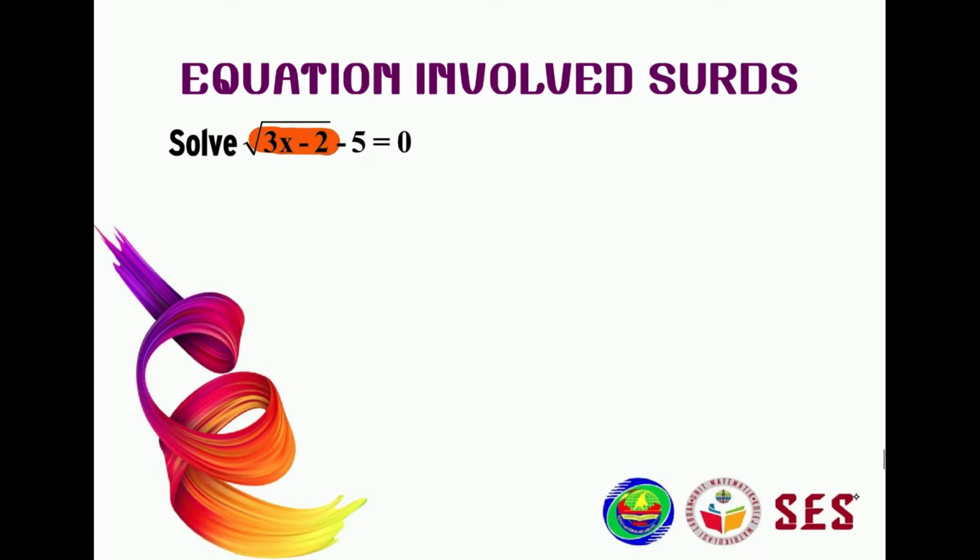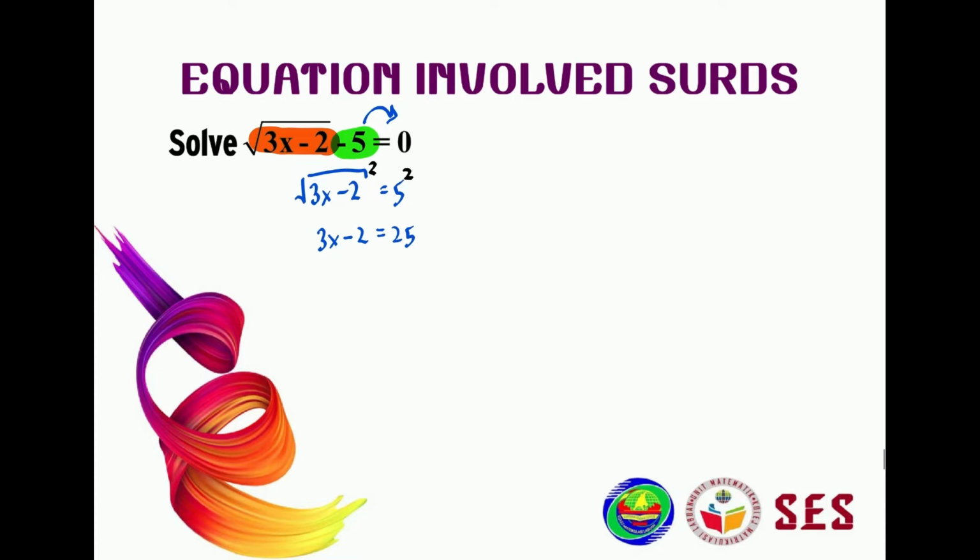Here we have a square root with a constant. It will be easier to solve this if the constant is on the other side. So let's move this. Square root 3x minus 2 equals 5. We need to use square to cancel this square root, and to do that, we need to square both sides. So put square on the left side and put square on the right side. Since square root and square will cancel each other, we are left with just 3x minus 2 equals 25.